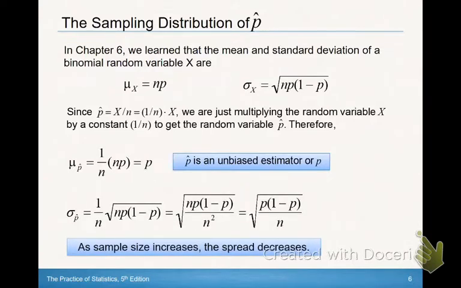And sigma, the standard deviation of p hat, is going to be, multiply that by 1 over n. So we get the square root of p times q divided by n. As sample size increases, the spread is going to decrease.